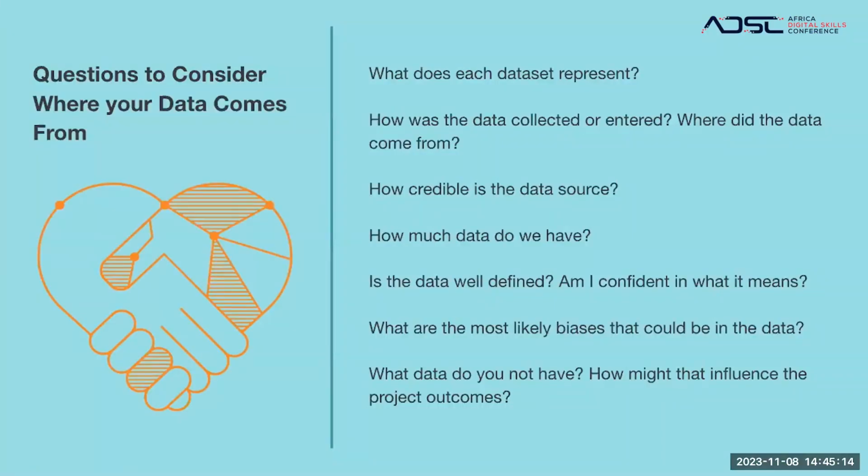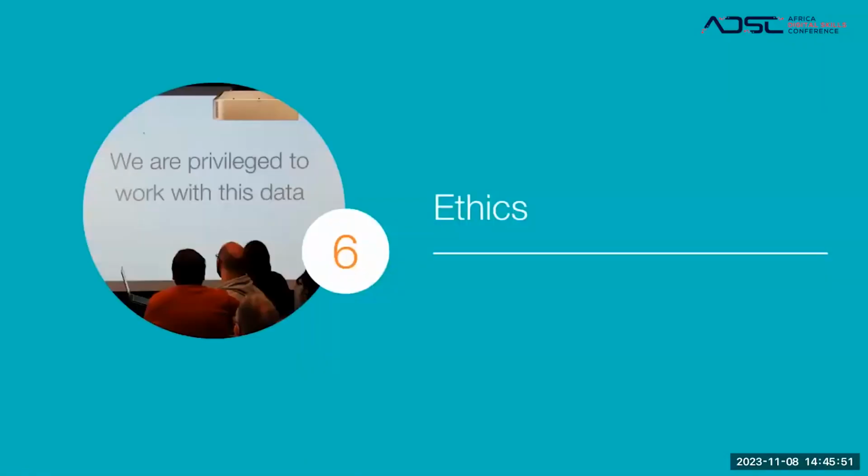So consider the following questions as you decide whether to use the data you found. What does the data set represent? How was it collected? How credible is the source? How much is there? Is it well defined? What are the most likely biases that could be in the data? What data are you missing, and how might that influence project outcomes? If these are starting to sound to you more like ethics questions than data source questions, you're right. It's impossible to separate selecting your data source from ensuring ethics are incorporated into your data science project, which is why this brings us to ethics.